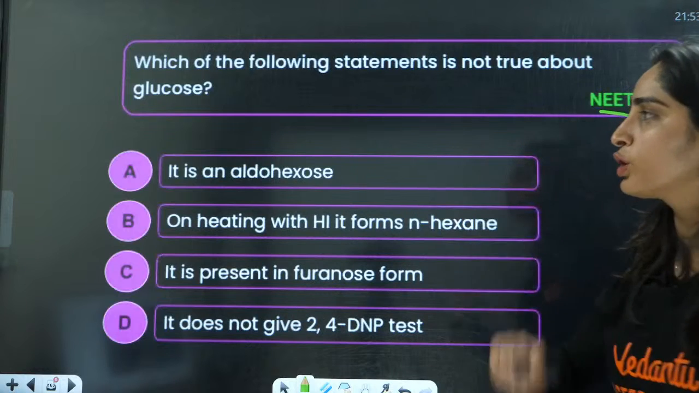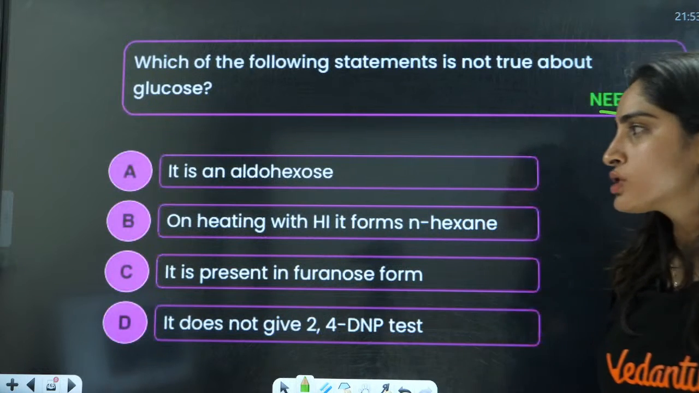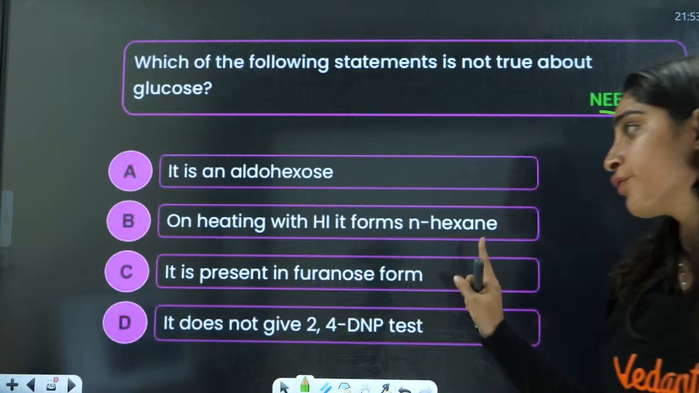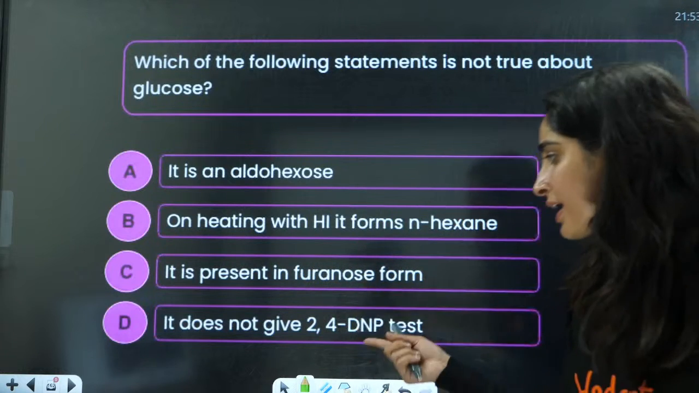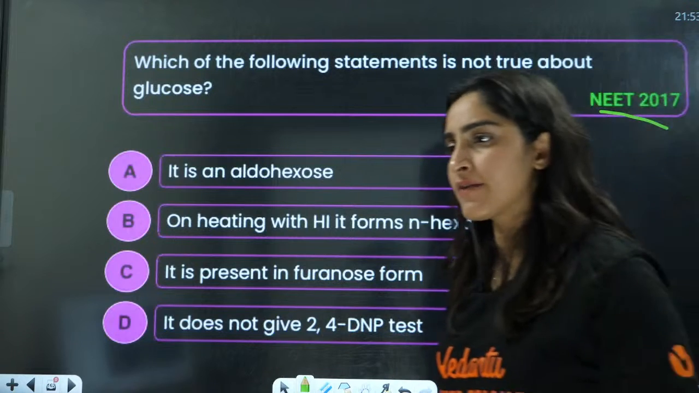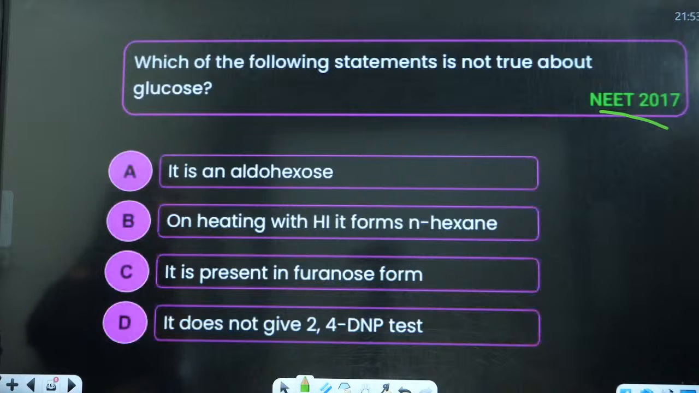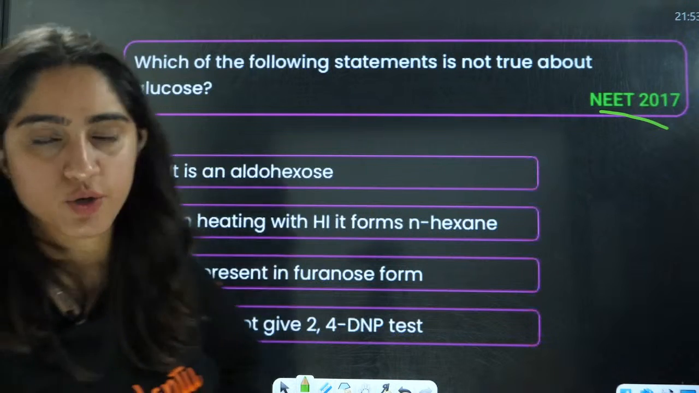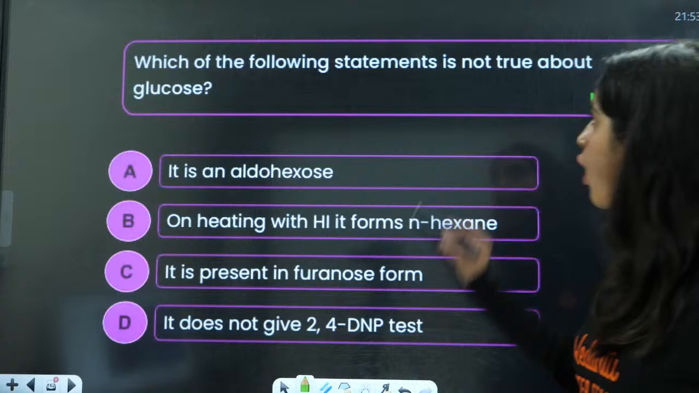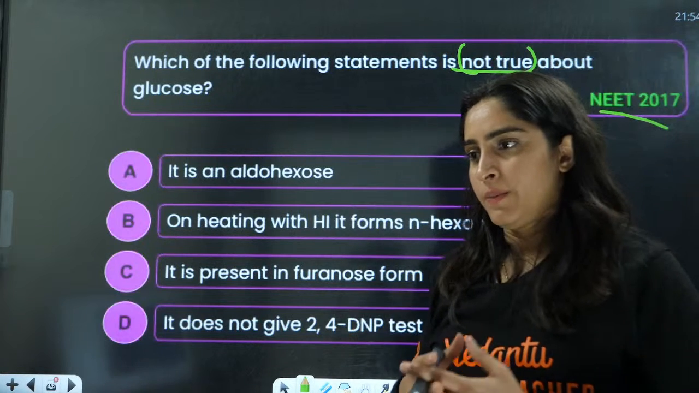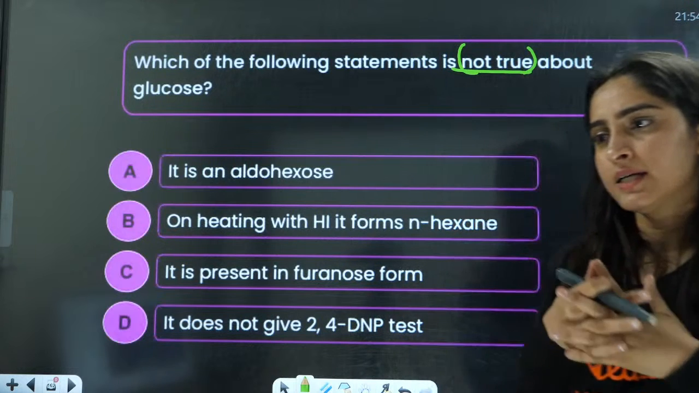Next: which of the following statements is not true about glucose? It is an aldohexose. On heating with HI it forms n-hexane. It is present in furanose form. It does not give the 2,4-DNP test. Which is not true? Incorrect here.